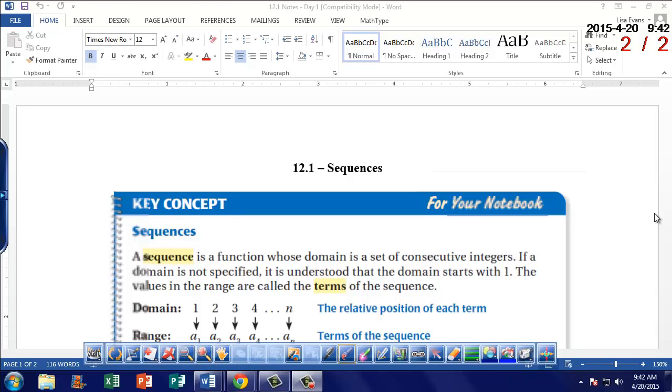Hello, today we're starting Unit I, and this is the first section. We are doing 12.1. I split 12 up into two different sections. Today we're going to focus on what's called sequences.